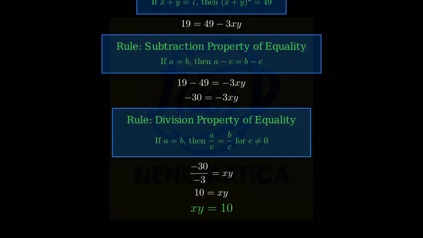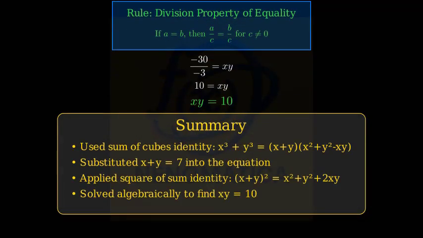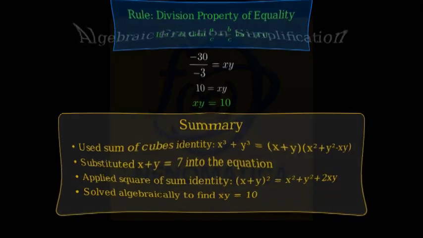Let's summarize the key steps we took to solve this problem. Let's review what we've learned. We started with a system of equations where x cubed plus y cubed equals 133 and x plus y equals 7. Using the sum of cubes identity, we were able to introduce the variable x times y, which was what we needed to find. By applying algebraic manipulations and substituting known values, we determined that x times y equals 10. This problem demonstrates how algebraic identities can be powerful tools for solving complex equations.